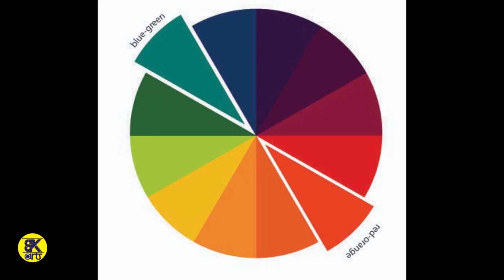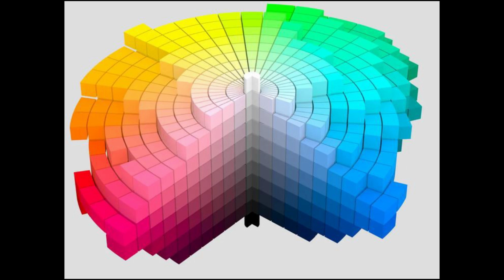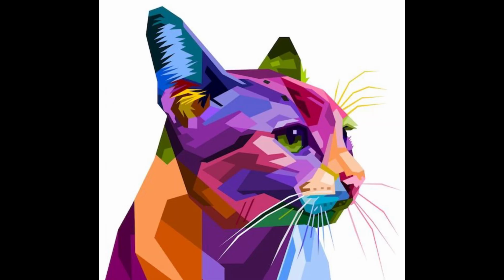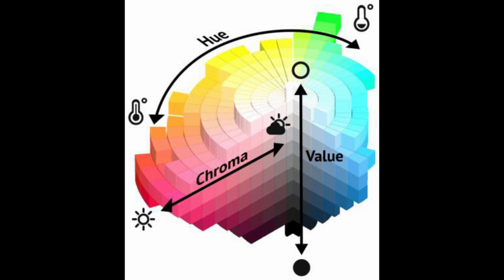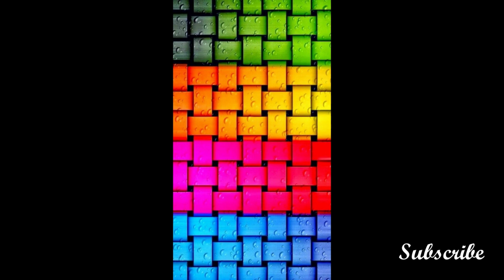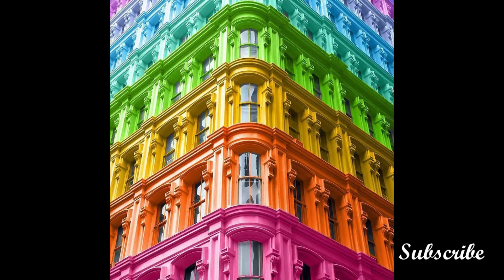Primary hues are also primary colors: red, yellow, and blue. When two primary hues are mixed, they produce a secondary hue, which are also secondary colors: orange, violet, and green. When two colors are combined, they create secondary hues such as yellow-orange, red-violet, blue-green, blue-violet, yellow-green, and red-orange.